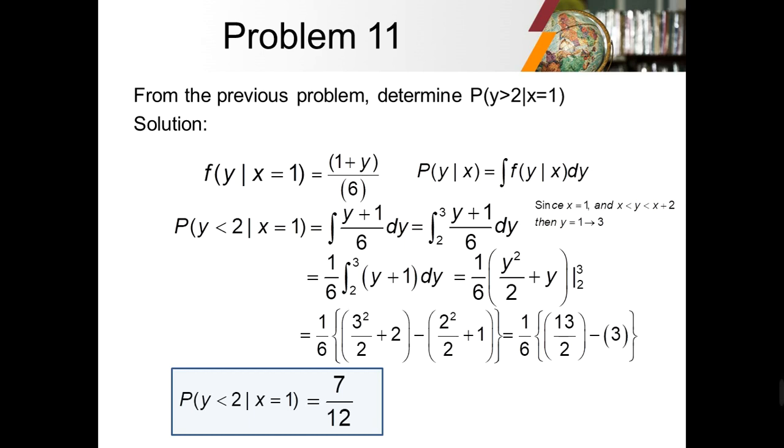Okay? So, hopefully you understood how to solve problems using joint probability of continuous random variables. So, that would be all for today. So, thank you and God bless.